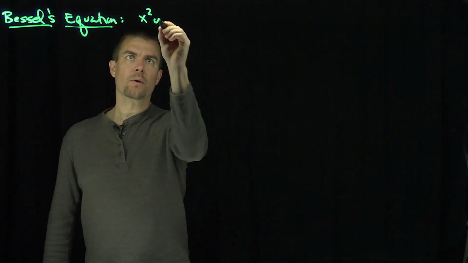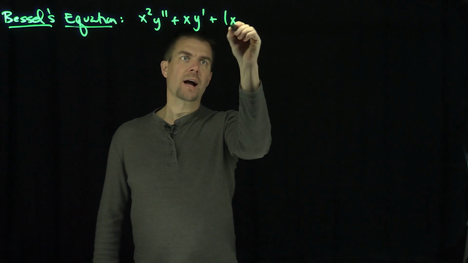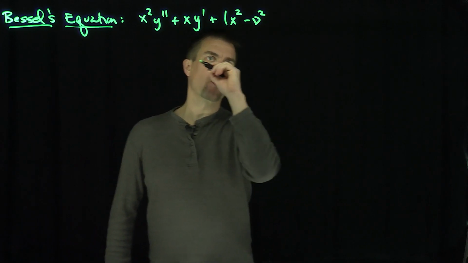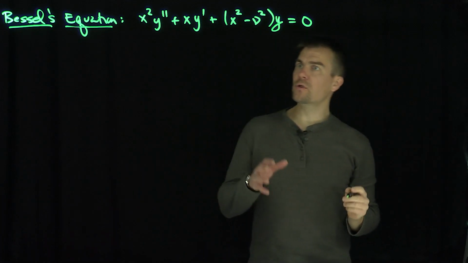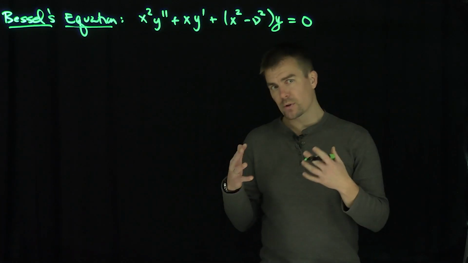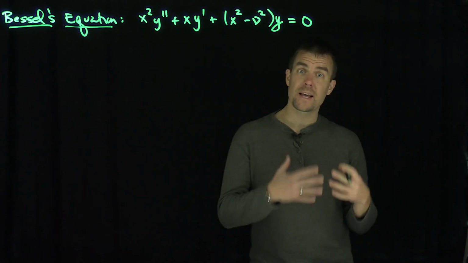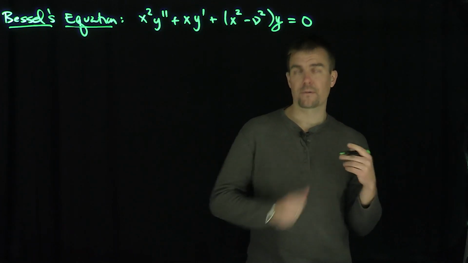It looks like x squared y double prime plus x y prime plus (x squared minus a parameter nu squared) y is equal to 0, right? We've studied this equation when nu is equal to 0 and when nu is equal to an integer n. In this case, I'm going to look at the case when nu is equal to 1/2, because it gives an interesting property that relates these Bessel functions to trigonometric functions.